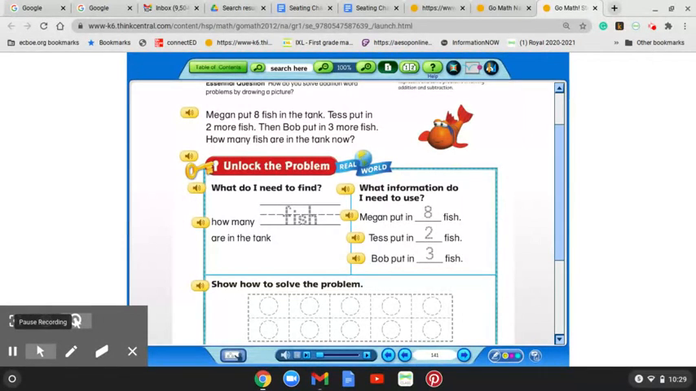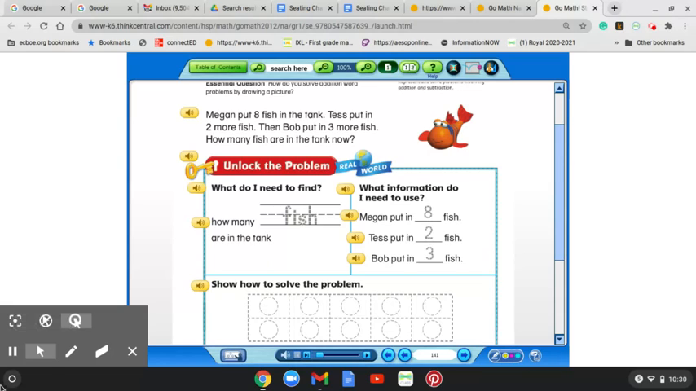Okay, now what we want to do is we want to think about what we are trying to find. We are trying to find how many fish are in the tank. You can trace over the word fish quickly, and I will continue with thinking about the information that we need. You see that it says that we have the information that Megan put in 8 fish, and Tess put in 2 fish, and Bob put in 3 fish.